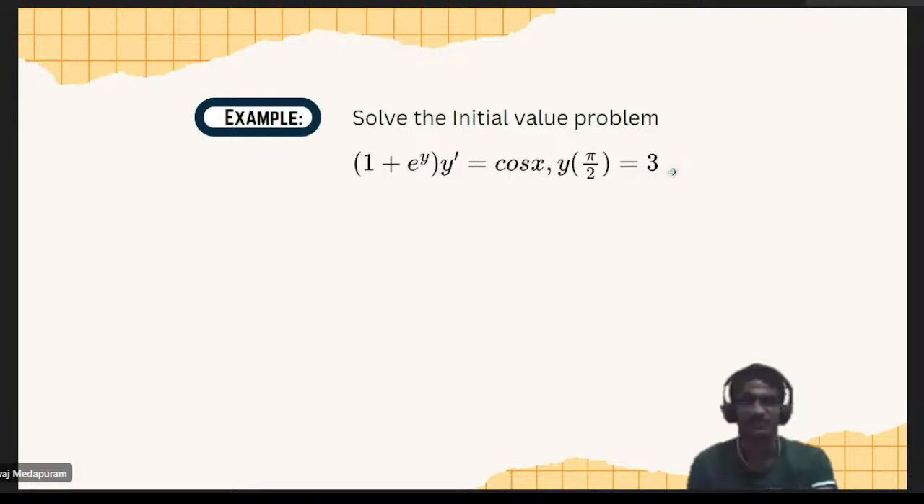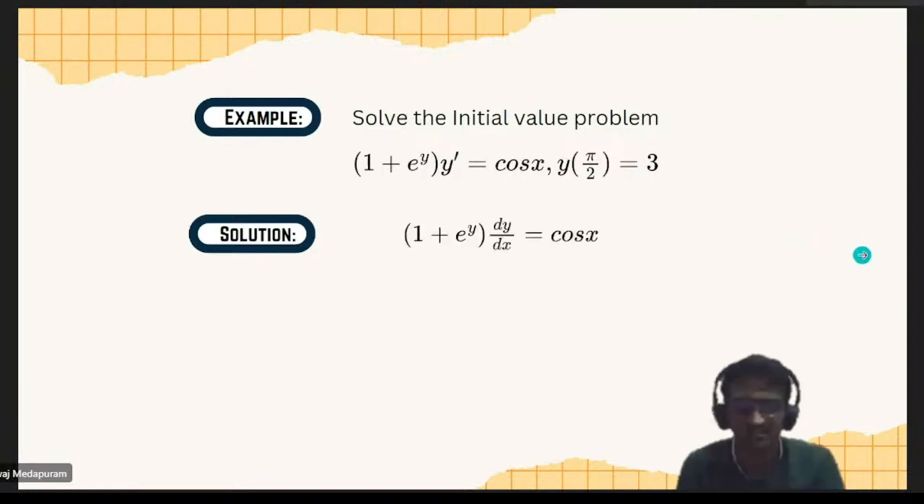Let us see some examples. I think you must be pretty comfortable with integration by now. If not, let us know in the chat box.